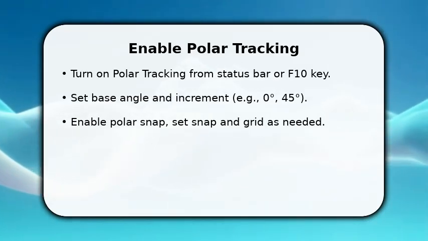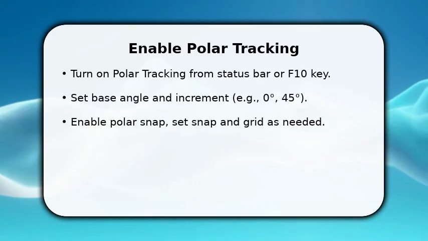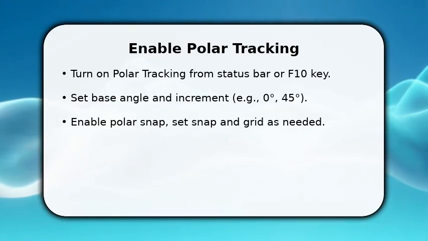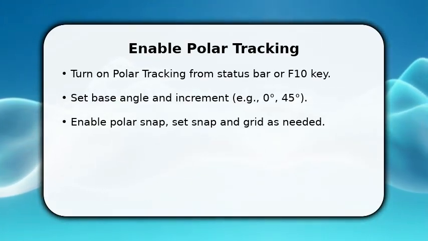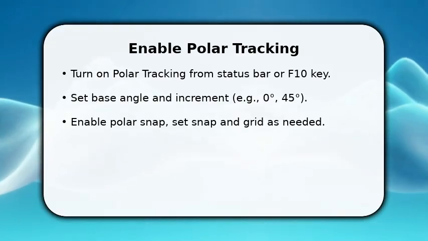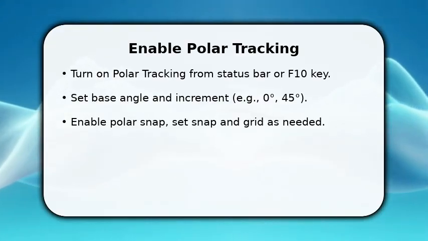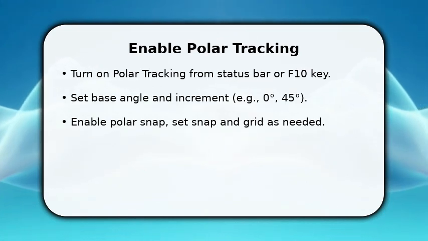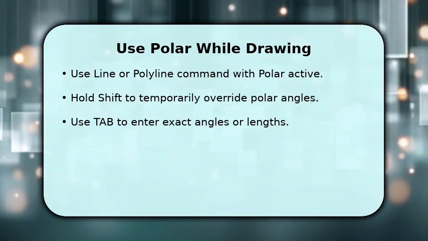Make sure polar snap and your grid or object snap settings match your drafting needs and pick a sensible snap distance. Once enabled, you'll feel cursor alignment guide your line and polyline creation, so begin a simple line to verify behavior. Now draw with polar tracking active.